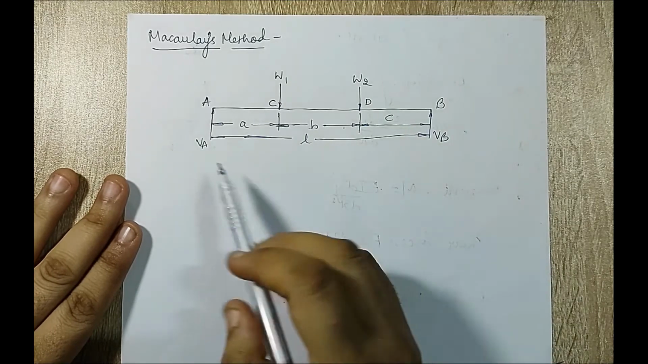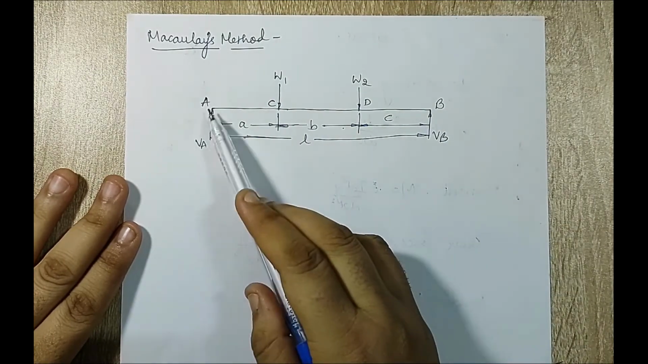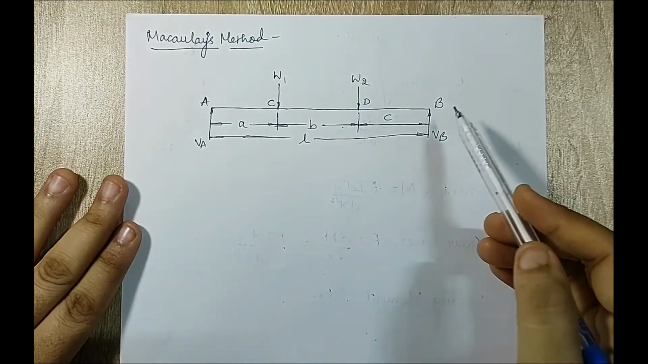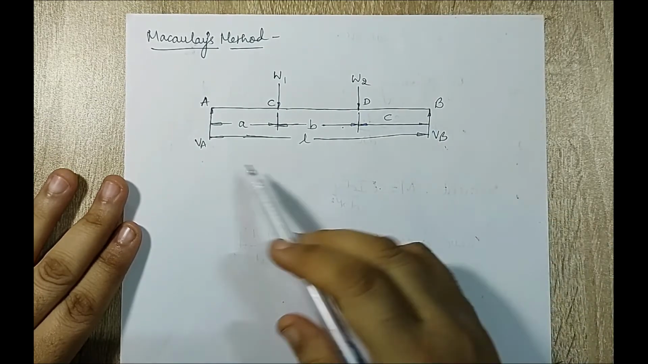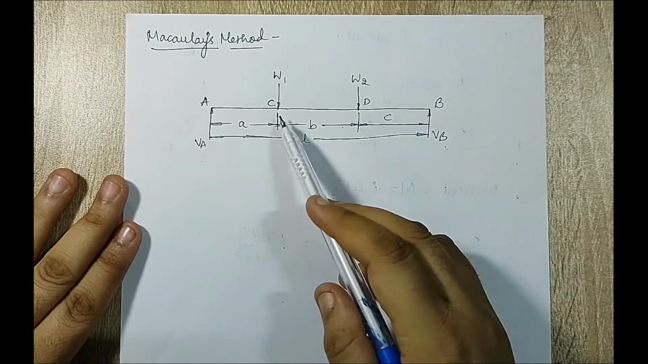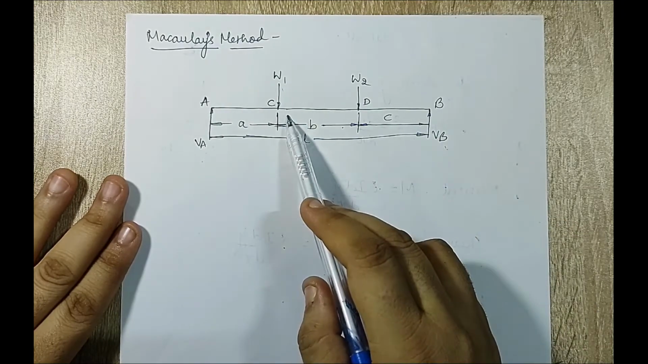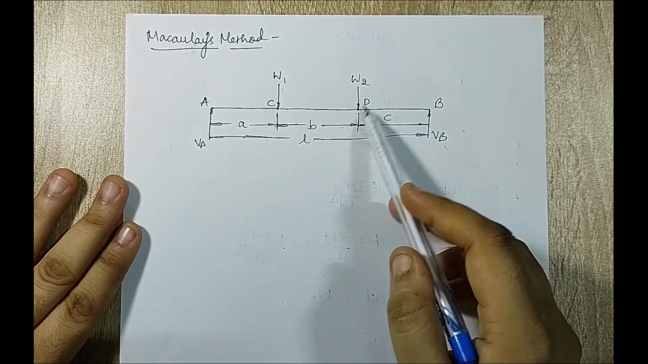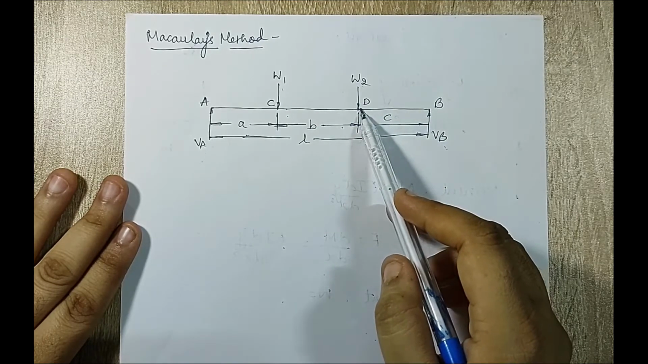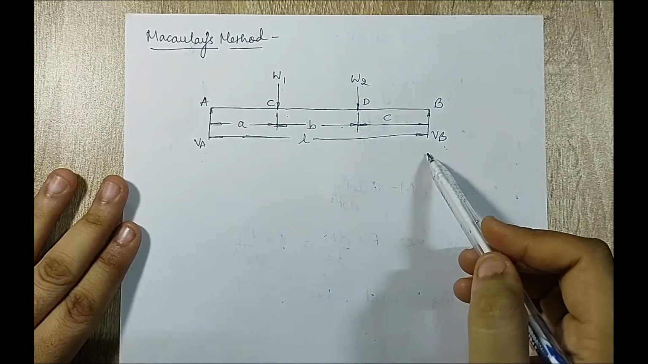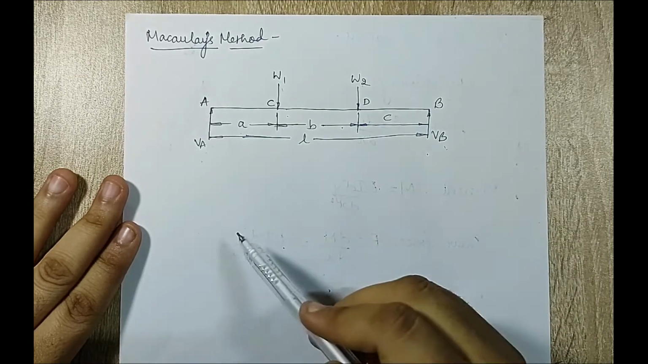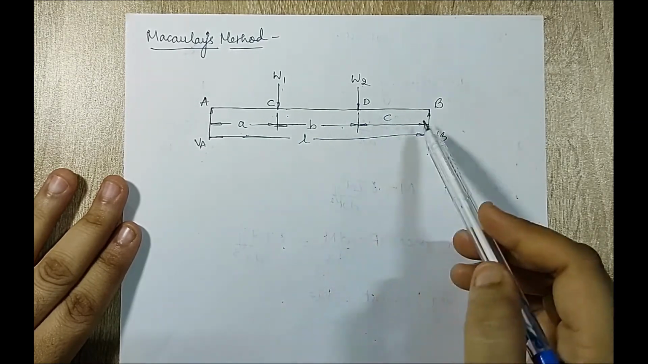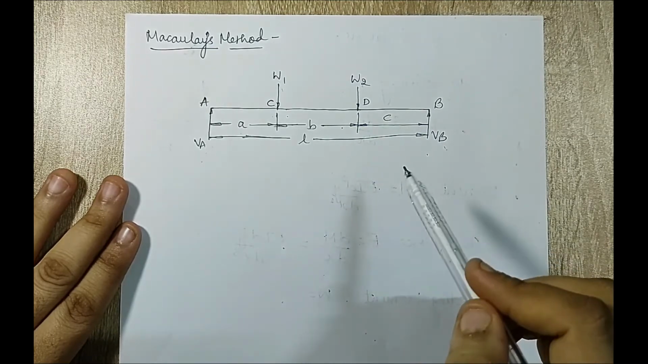So let's start. Here is a beam AB. At point A there is a reaction VA. At point B there is a reaction VB. This VA and VB can indicate a hinge and a roller support. At C there is a load W1 in the downward direction. At point D there is a load of W2 in the downward direction. The total length of the beam is L. The portion A to C distance is given as A, C to D is given as B, and D to B is given as C.